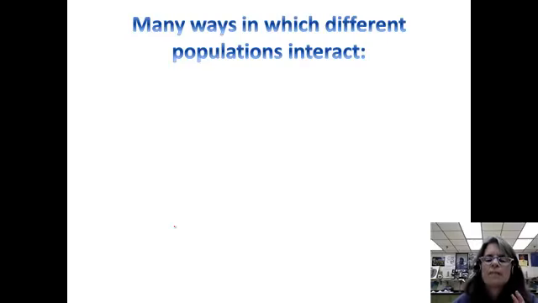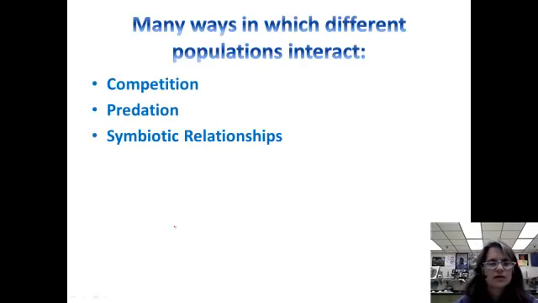Now, there are many different ways in which different species can interact with each other. Most notably competition. They can compete with each other if they are similar in the needs they require, the types of food or the types of places to live. They might compete for resources. Predation. One species may prey on another. A lynx may eat a rabbit, for example. And we'll talk about that.